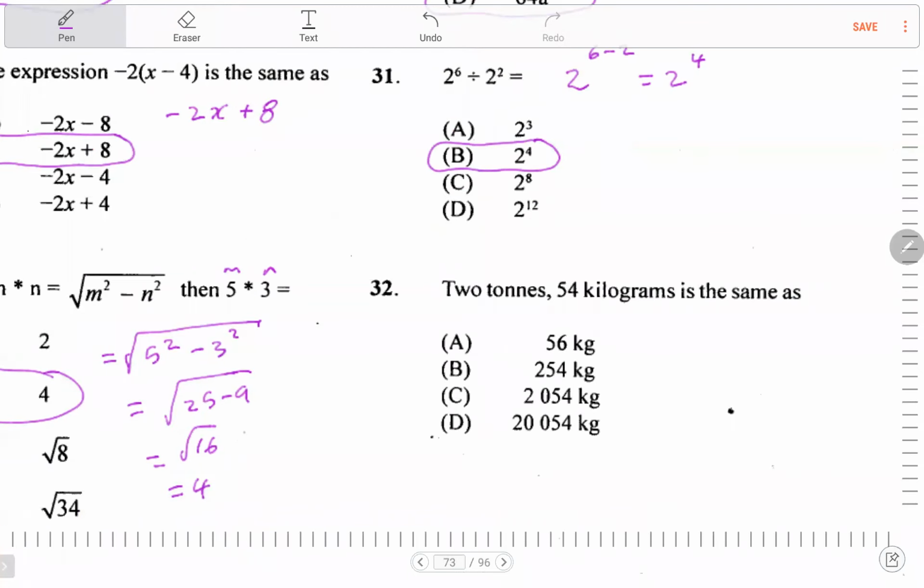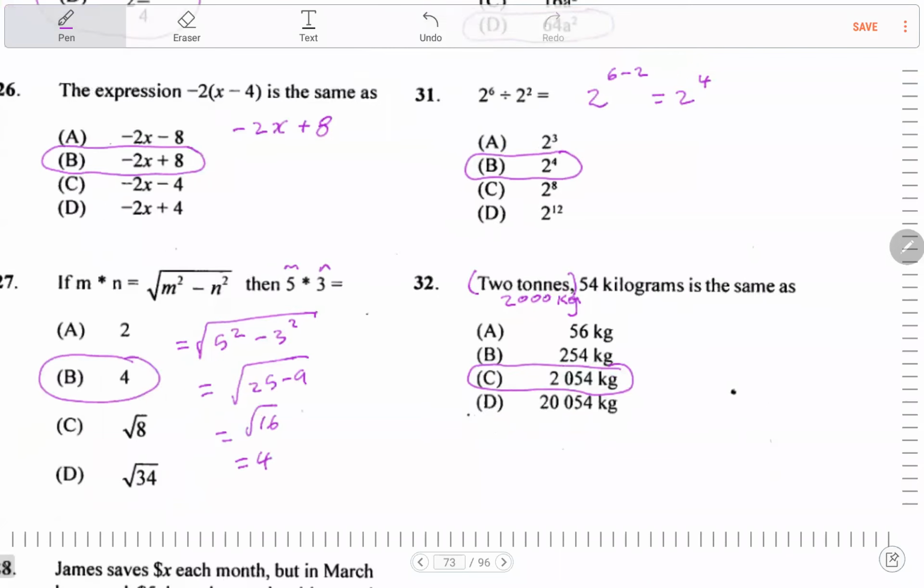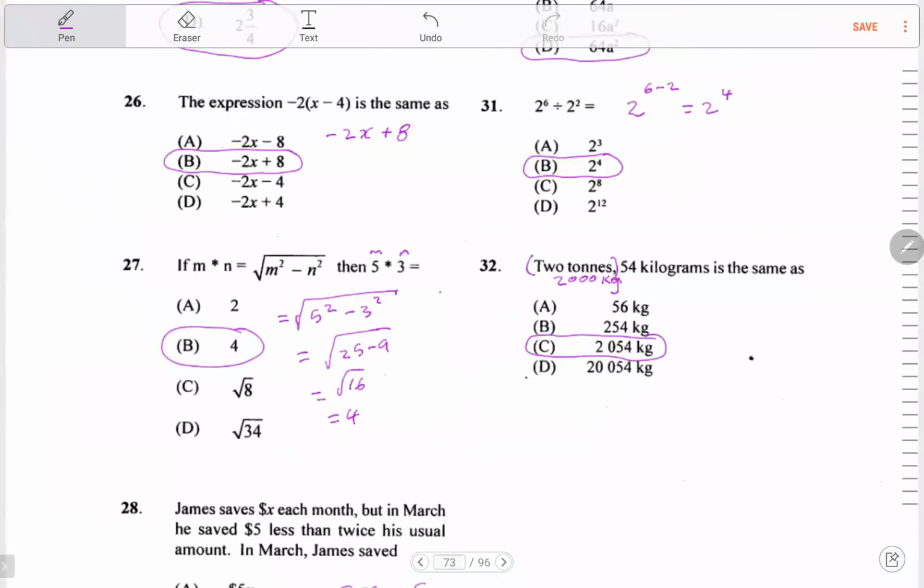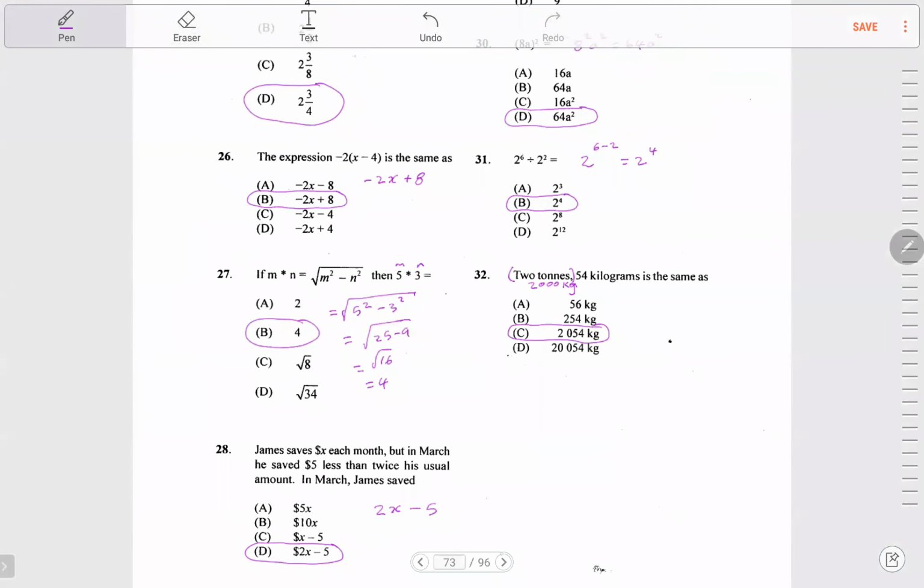2 tons 54 kilograms is the same as what? Now the 2 tons is 2,000 kilograms. So this is 2,000 kilograms, and then 54 more. So it's 2,054. Because the 2 tons is 2,000 kilograms. So 2,054 kilograms. All right, so that is that, 2,054. 2,000 kilograms plus 54. All right, next question.